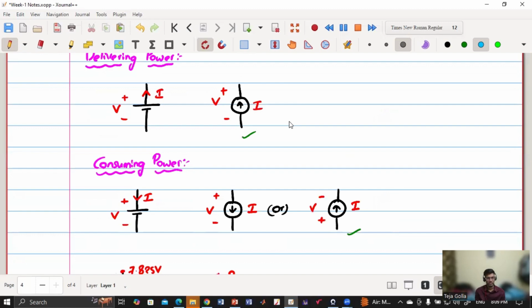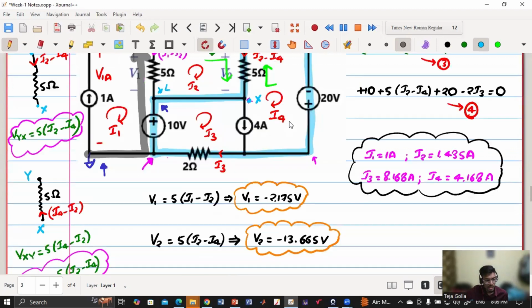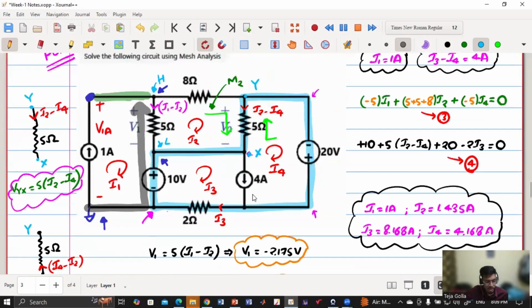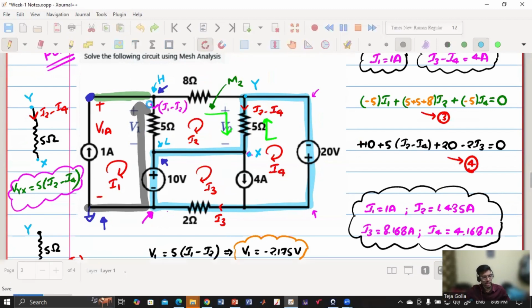Okay. So similarly, there can be questions. They will ask how much power the 4 ampere source is consuming or delivering, how much power the 10 volt source is consuming or delivering, and then how much power the 8 ohm is consuming or delivering. So similar kind of questions can be asked.